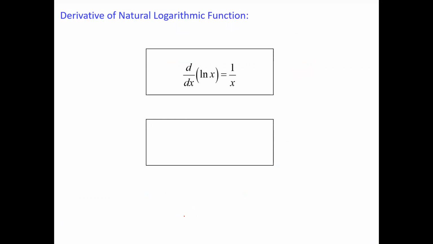Okay, the derivative of ln of x is 1 over x, and applying the chain rule, the derivative of ln of u, assuming that u is the inner function which depends on x, is 1 over u, 1 over that quantity, times u prime, the derivative of u. Okay, and let's try. We're missing one formula, but we will get to this.